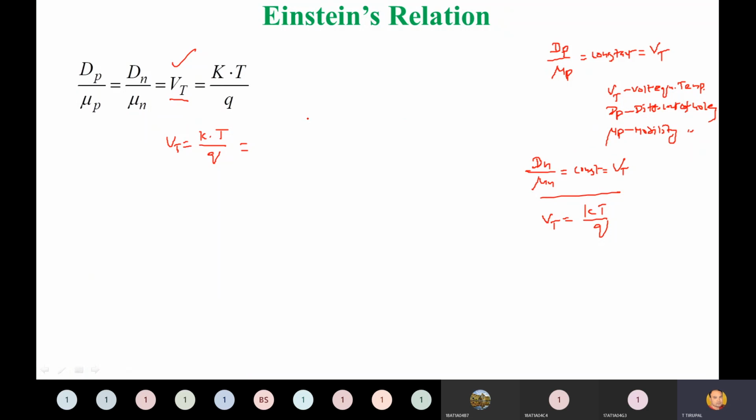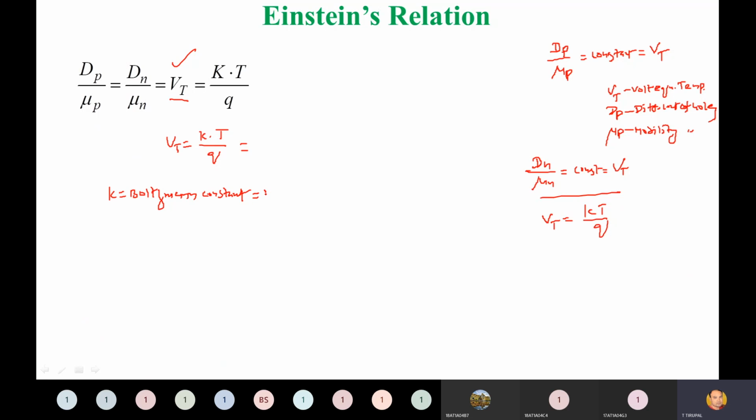Okay. Vt is equal to Kt by Q. What is K? K is called Boltzmann constant. A famous scientist, Boltzmann. K is called Boltzmann constant. What is the value of Boltzmann constant?